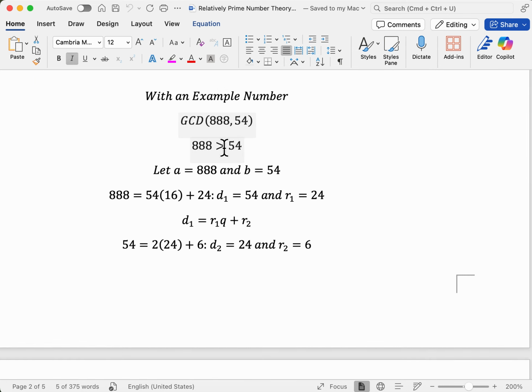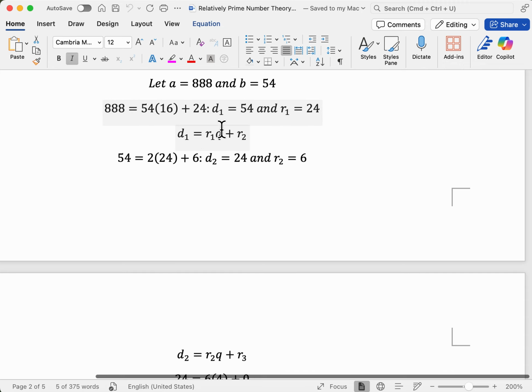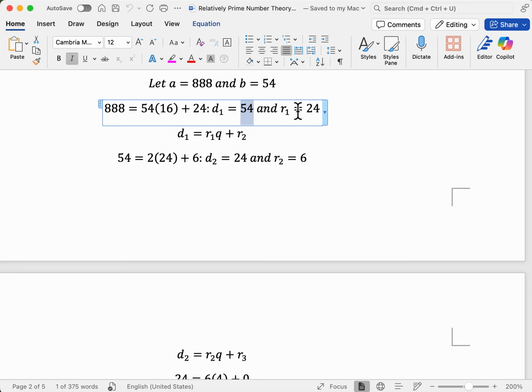So 888 is clearly greater than 54. Now we are going to divide 888 by 54. You do it by calculator or the like. We get a remainder of 24, with 16 being the largest quotient. Therefore, 54 becomes our new dividend, and 24 becomes our new divisor. 54 divided by 24 here.